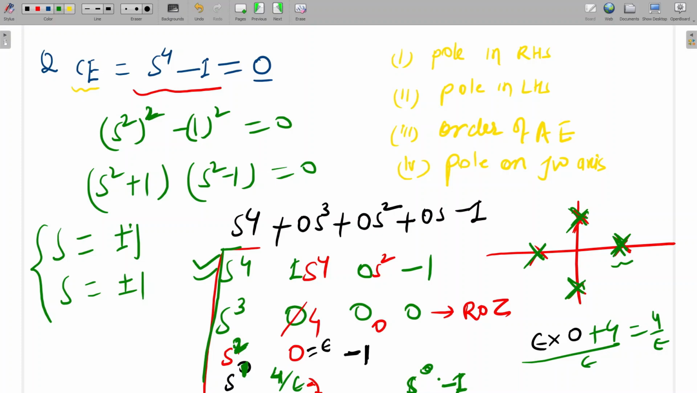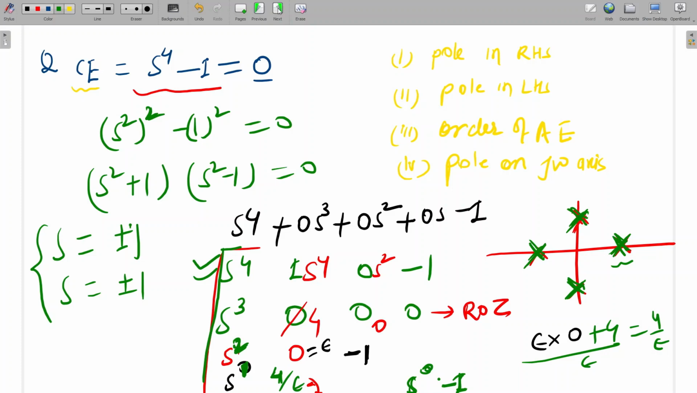If below the auxiliary equation no sign change is coming, all poles should come on the j omega axis only. If a sign change is coming below the auxiliary equation, that corresponding pole will come in the right half side, its mirror in the left half side, and the remaining symmetrical poles will come on the j omega axis. I think it is clear now. Clear, sir.